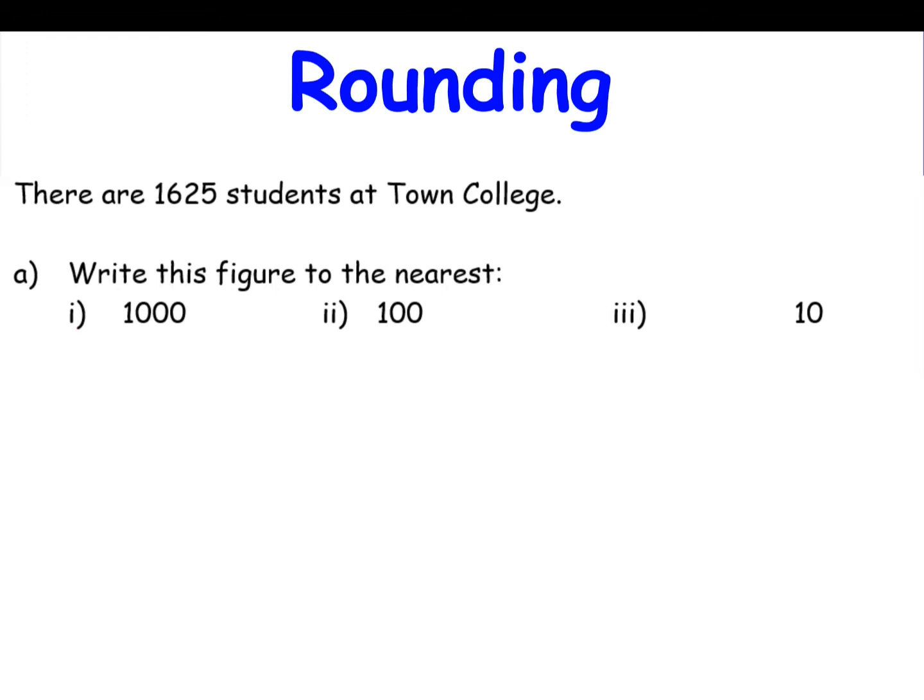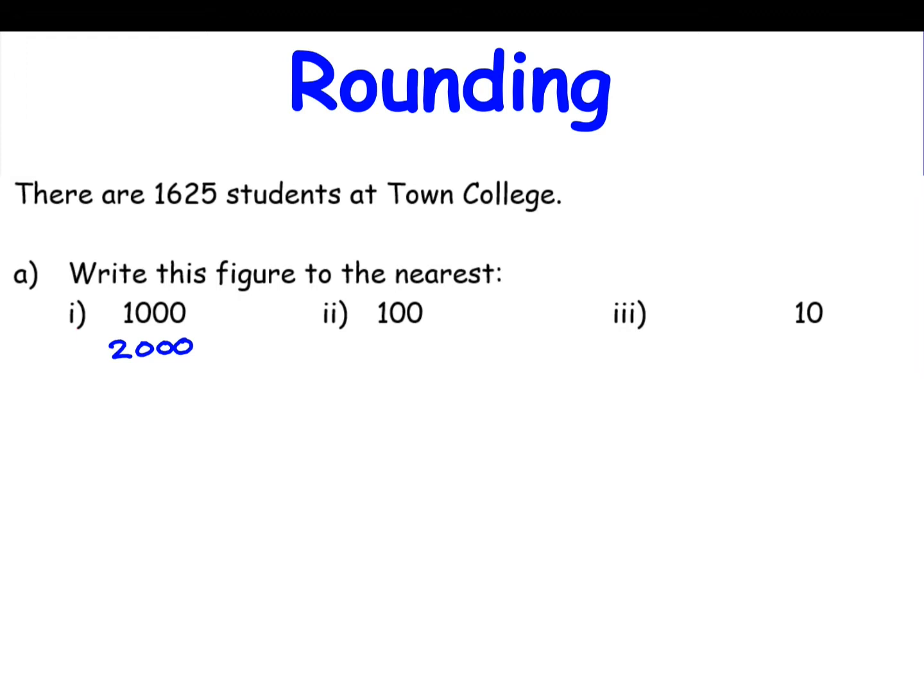So here's a question in a functional skills format. And they want us to write the figure 1,625 to the nearest 1,000, 100 and 10. So let's start with the thousands. So we're interested in the thousands, so that's the 1 as far as our number's concerned, and we make our decision based on the next number along. Now because it's 6, we twist, we go up to the next value, so it becomes 2, and then we infill the other place values with zeros. So the figure to the nearest 1,000 is 2,000.